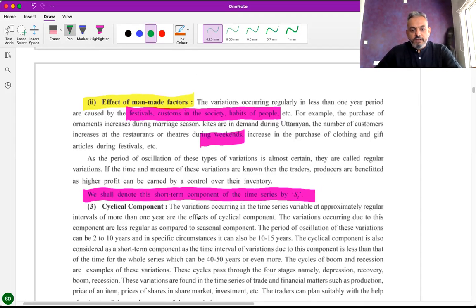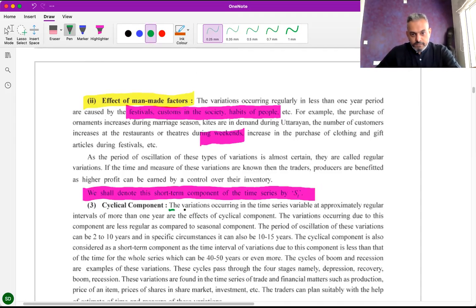Now, cyclical. Cyclical is what? The variation occurring in the time series variable at approximately regular intervals of more than 1 year is the effect of the cyclical component.